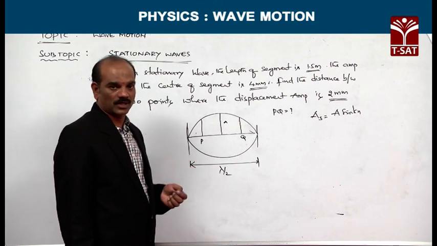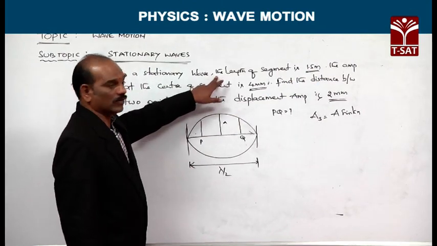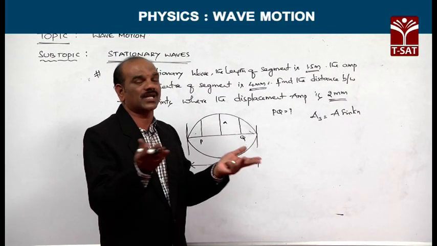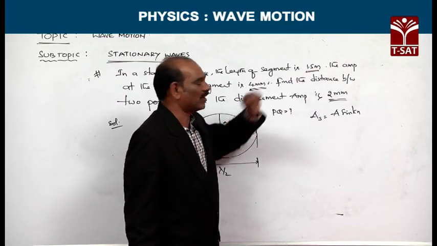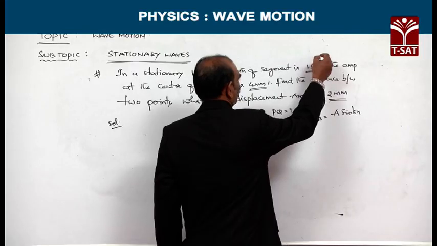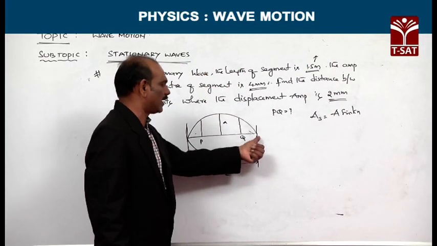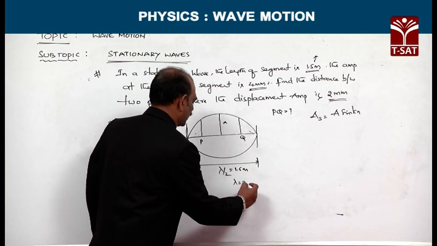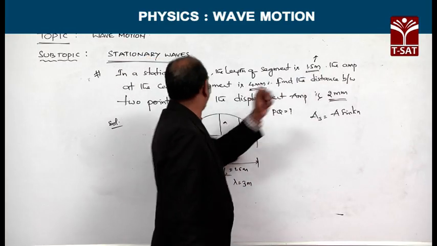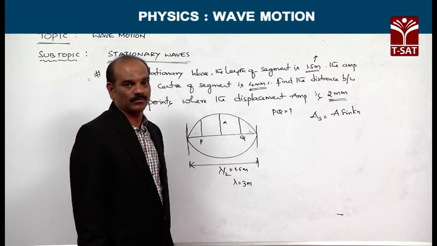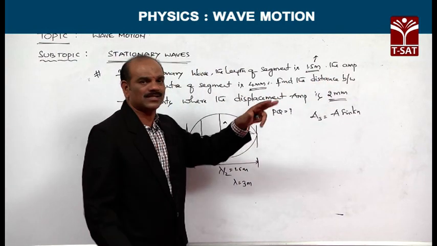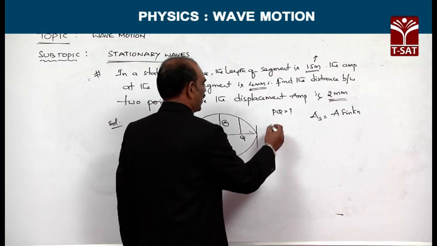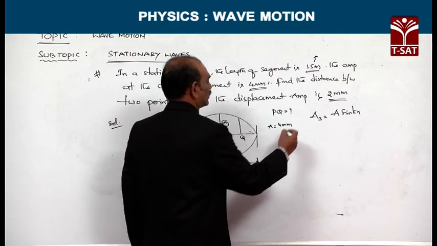Let us see one problem based upon the concept of standing waves. In a stationary wave, the length of a segment is 1.5 meters. Segment and loop are both the same, whose distance is equivalent to lambda by 2, which is given as 1.5 meters. From this, lambda is equivalent to 3 meters. Now the amplitude at the center of the segment is 4 mm. Amplitude at the center of a segment means maximum amplitude, so this is called A. So here A is equivalent to 4 millimeters.